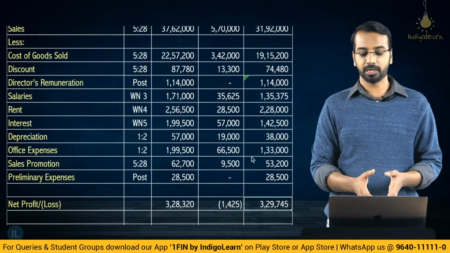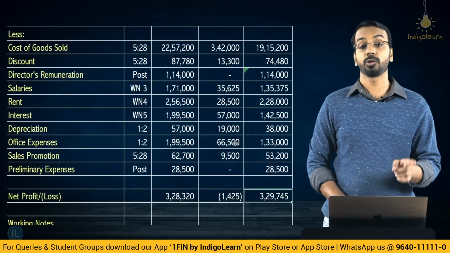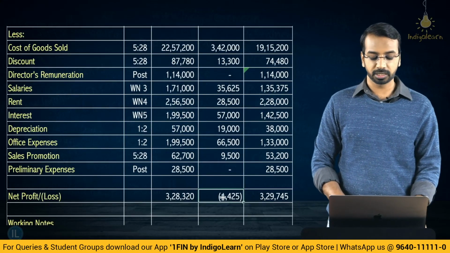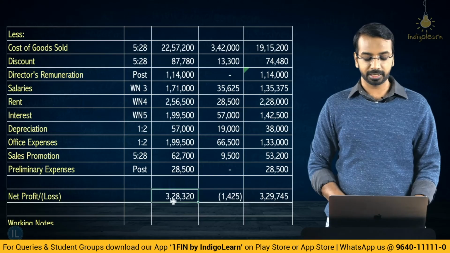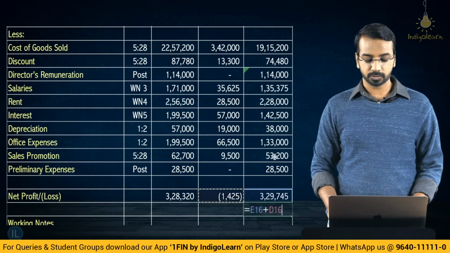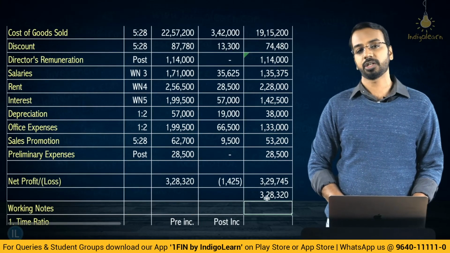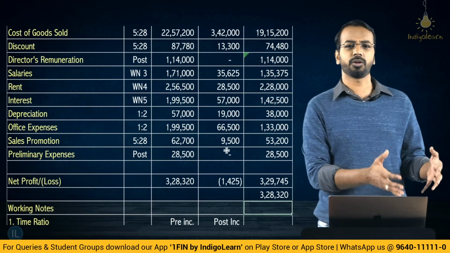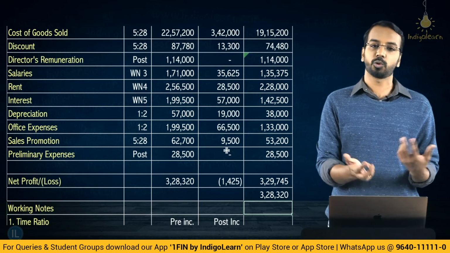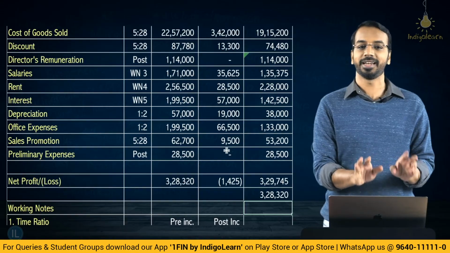I am not doing a detailed calculation, you can calculate on your own, right. In the exam, to ensure that you don't make a mistake, compute each of these separately. Don't just do 328,320 plus 1,425, and then 329,745 minus 1,425. In this case, it gives 328,320. So this will be a cross check for you, okay. It is a slightly lengthy question, but if you do this kind of question once, then you have understood the pre-incorporation and post-incorporation related chapter.